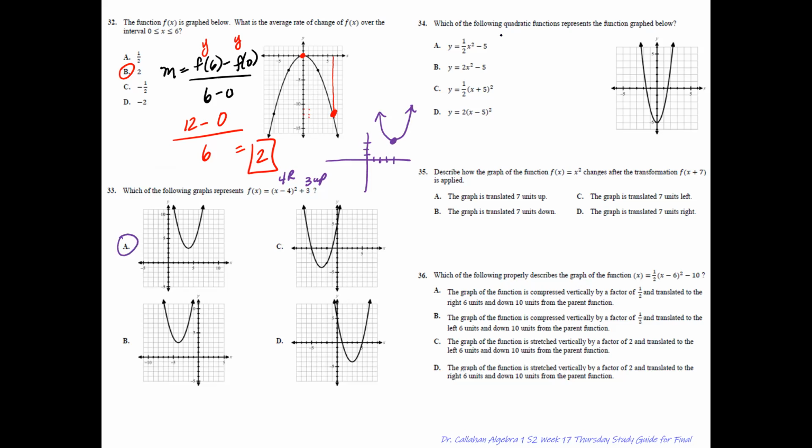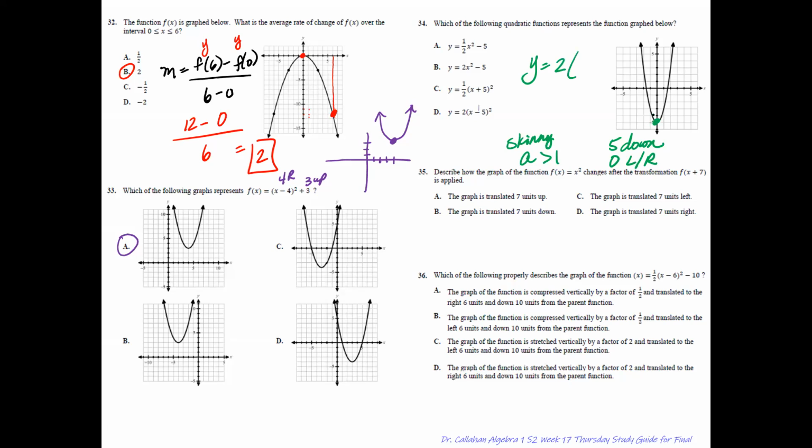All right, next one. Which of the following here represents this graph? I noticed first thing that this graph starts at -5. So it's gonna go 5 down, 0 to the left or right. And it looks like it's a little bit skinnier. So that means if it's going to be skinnier, A has to be bigger than 1. So let's say it's at 2. Okay, so I'm going to put 2.